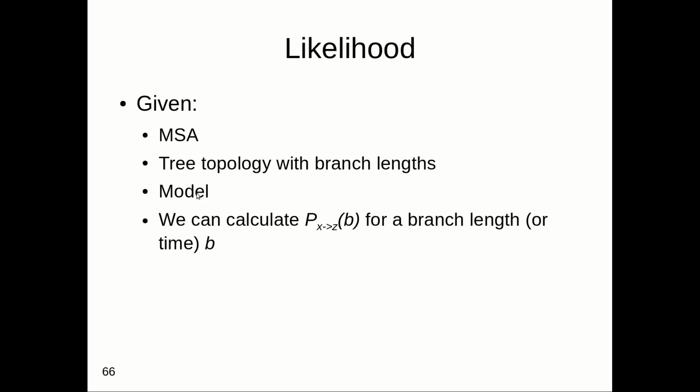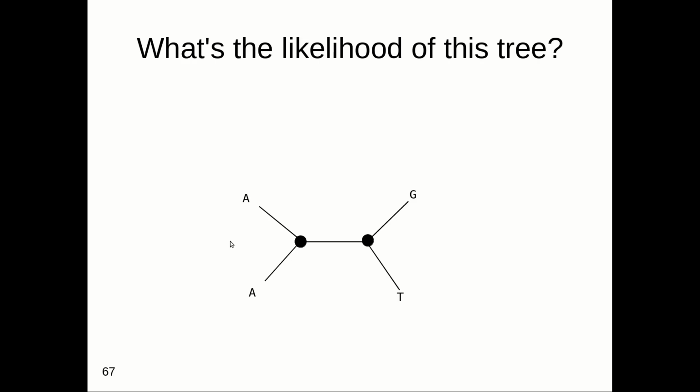Then we're also given a model of nucleotide substitution. So this could be Jukes-Cantor or GTR, the general time reversible model of nucleotide substitution. And the other thing that we're assuming is that we can calculate the transition probability from a nucleotide state X to a nucleotide state Z after a time, or for a branch length B. Right. And so here's the question that we're trying to answer. What's the likelihood of this tree? How do we calculate the likelihood of this tree?